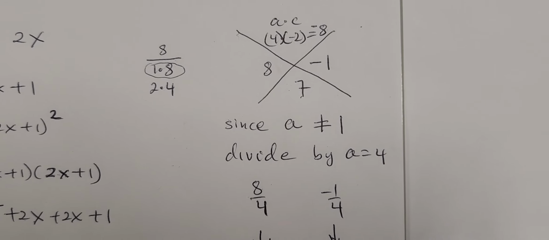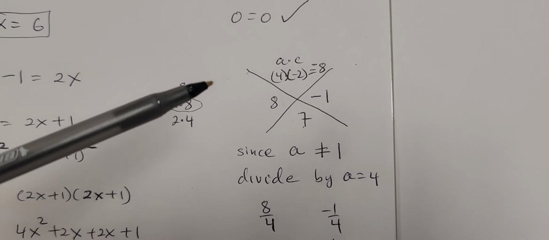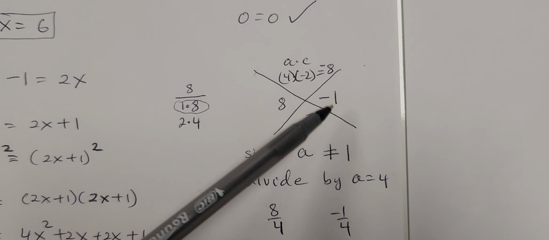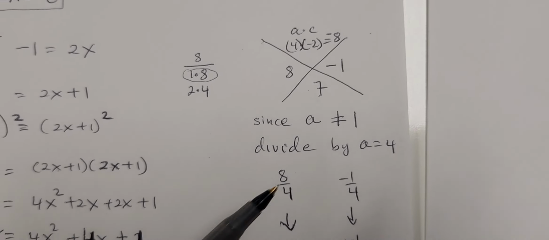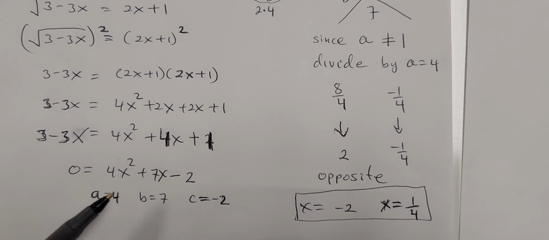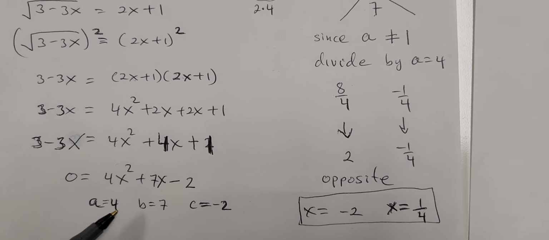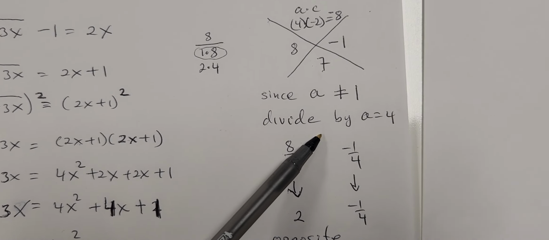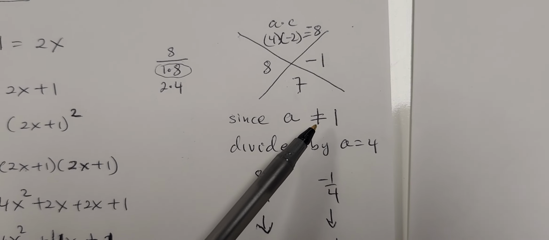Next, we want to know what x is. So we have 8 and we have -1. However, our a is not 1. Our a is 4. So if we go back here, a is not 1. Since a is not 1, we have to divide by a. Okay, so one more time. Our a is not 1. How do I know that?